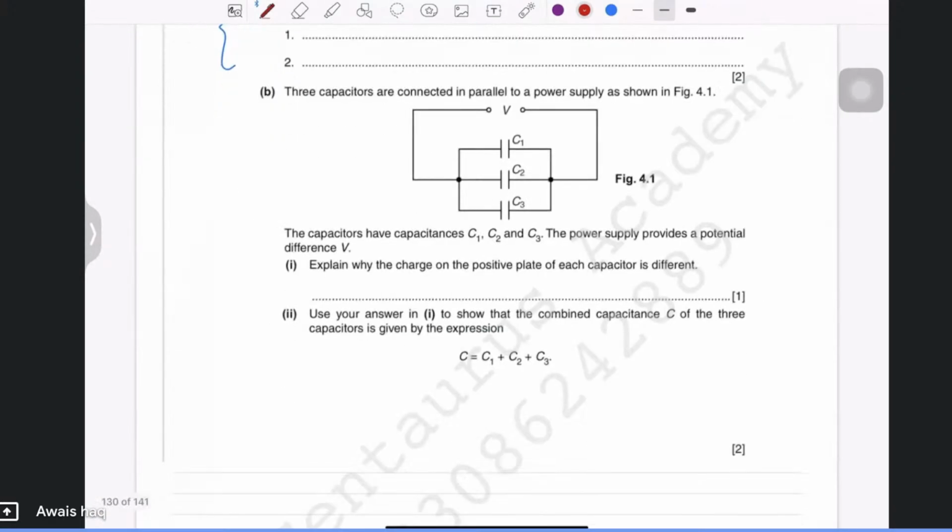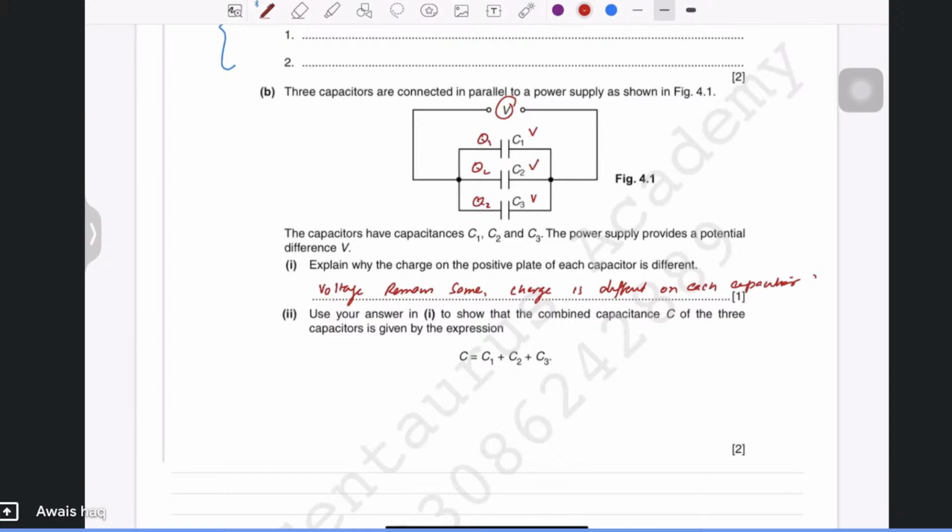But we're going to move to this one. Then it says explain why the charge on the positive plate of each capacitor is different, because in parallel we need to understand that the voltage remains the same, right? So the charge is different on each capacitor. If this is the voltage, this one gets the voltage, this one gets the same, but the charge on each one of these is different.